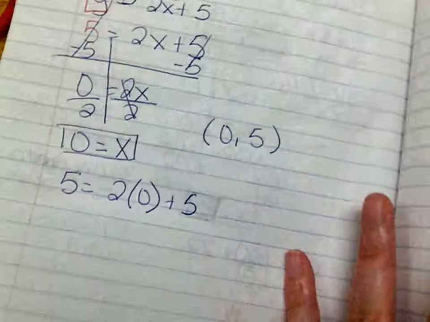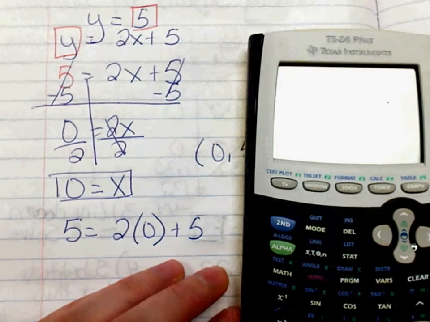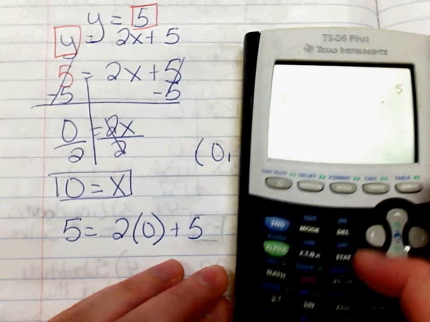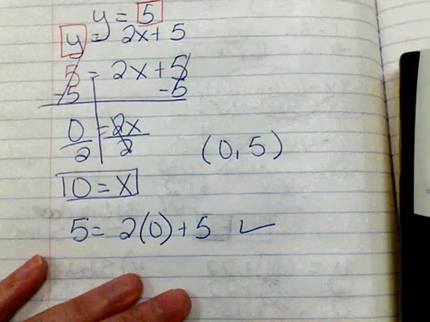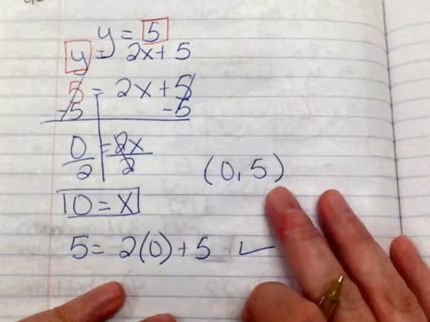So I just check that out really quick. 2 parentheses 0 parentheses plus 5 indeed does equal 5. So we checked that. We did it correctly. So that one was particularly easy. You've been doing these ones before.